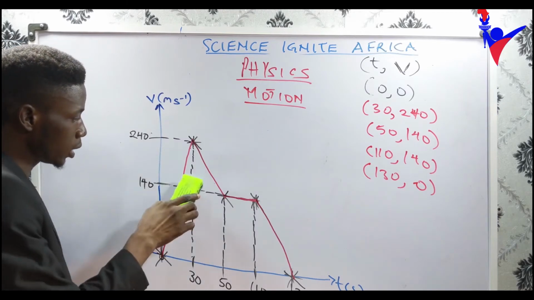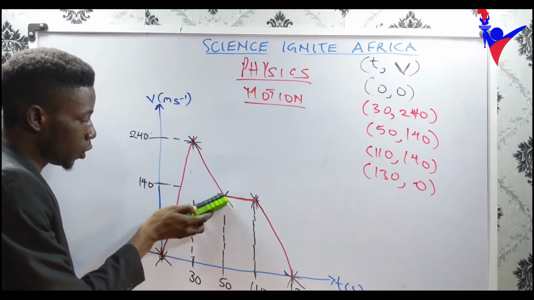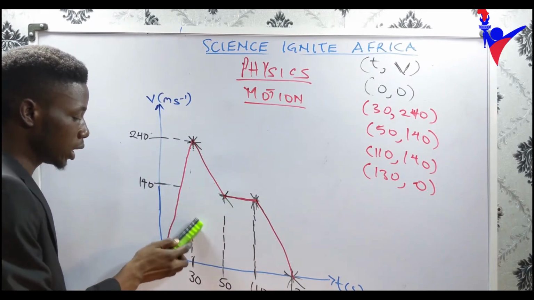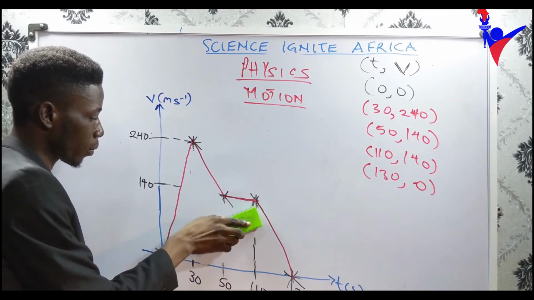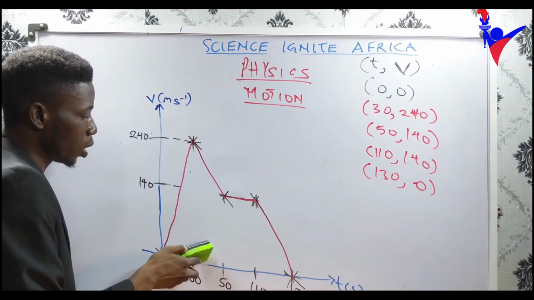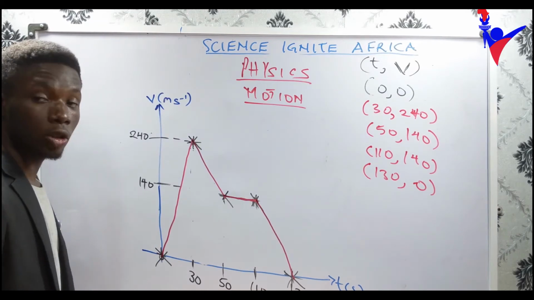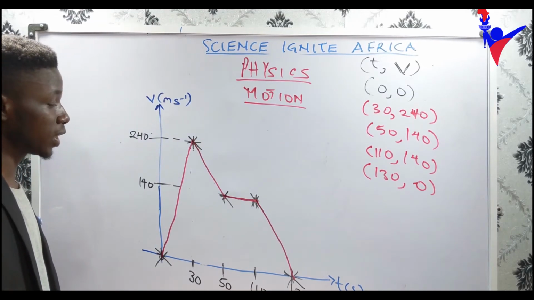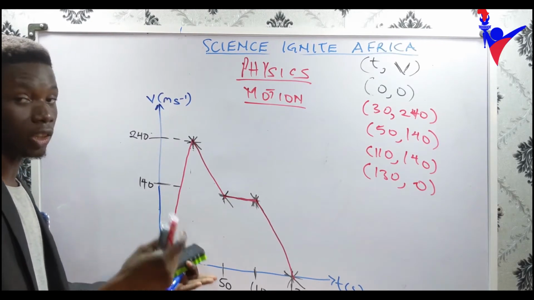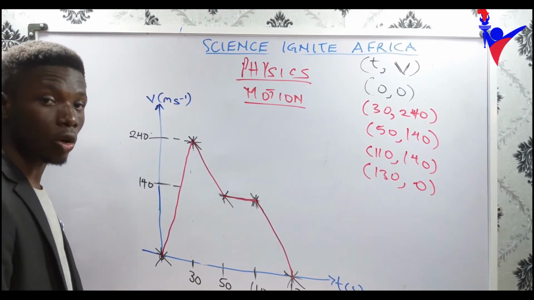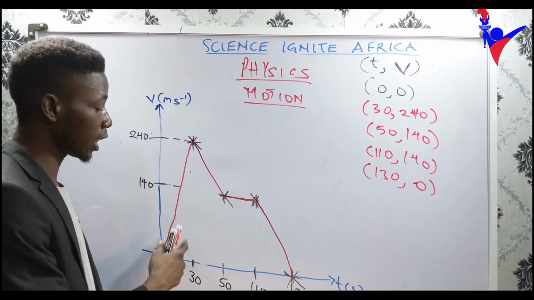Now let me clean these dotted lines so that we can view our velocity time graph very well. I will still need the dotted lines later on. So this is our velocity time graph. Like I said the other time, the common notion that most physics students have about velocity time graph is that it will always look like a trapezium. But no, I said it the other time that not all velocity time graphs look like a trapezium.